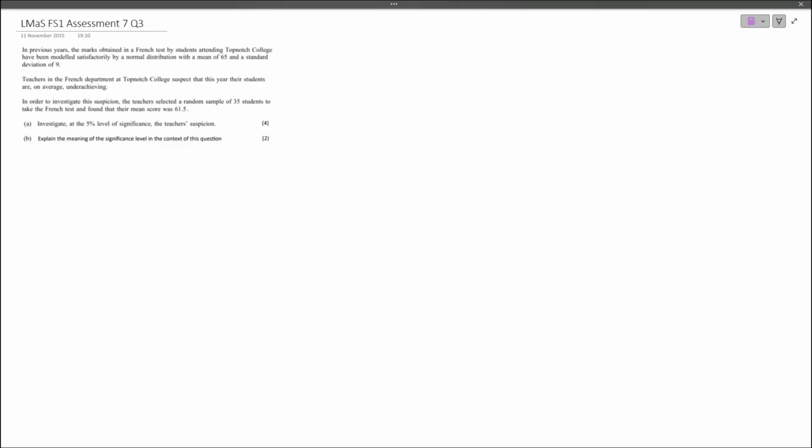So first of all, we've got to state our hypotheses. Our null hypothesis is that the mean is equal to 65. Our alternative hypothesis is going to be our mean mu is less than 65, because the suspicion is that the students are underachieving. We now need to assume that the null hypothesis is true.